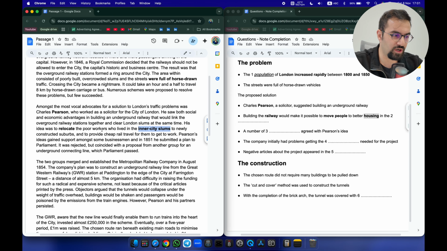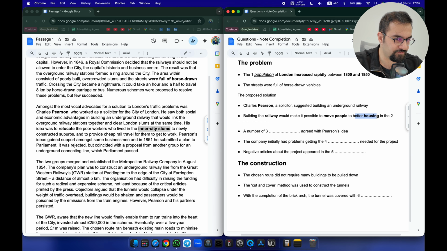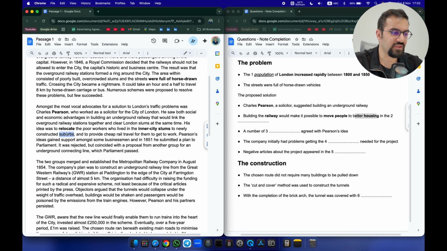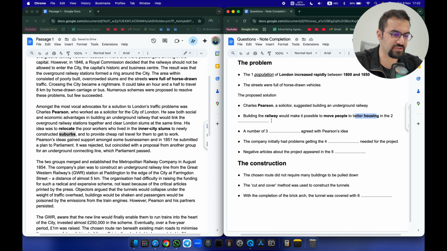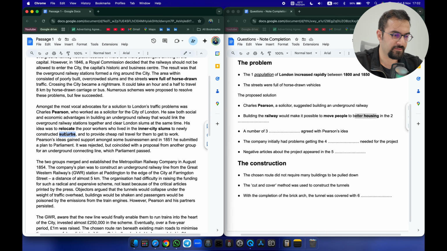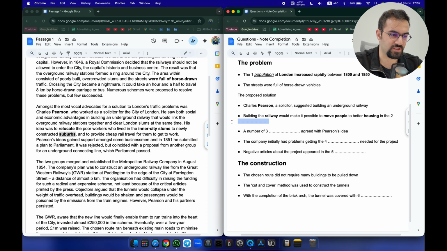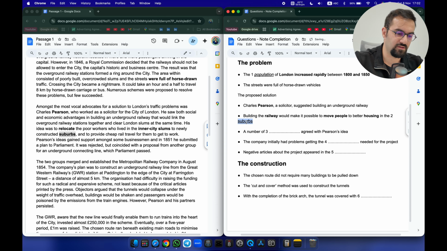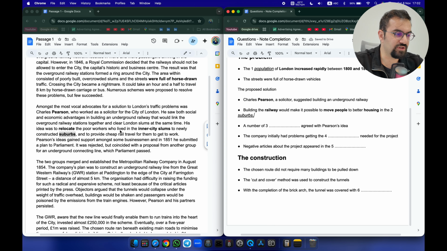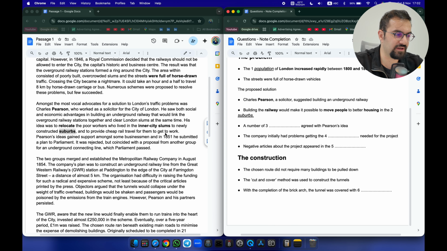So, relocate the poor workers who lived in inner city slums to newly constructed suburbs. So newly constructed can mean better housing, and where? Suburbs. So my answer, better housing in the suburbs, is going to be suburbs, which is this. Now let me do this. So yes, now we have found our second answer, which is suburbs, and provide cheap blah blah blah to work. Well done to you and to me.